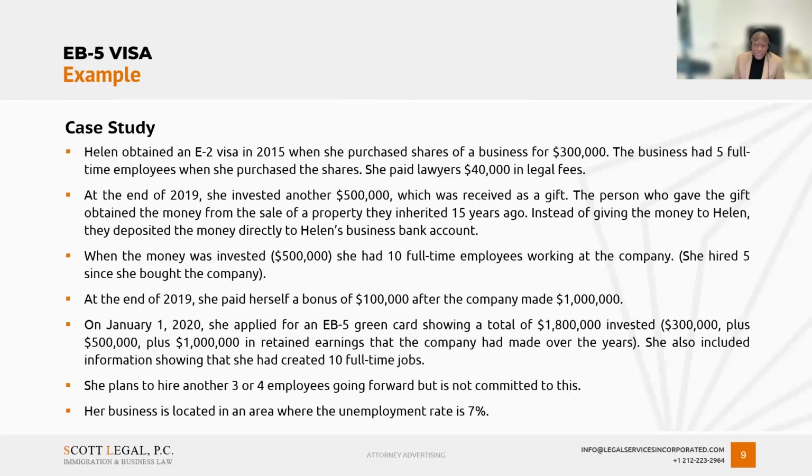And then the other big issue here is that Helen put the money directly in the business bank account. So the government would also argue that even the 500,000 didn't count, even if they were able to prove the source of funds, because the 500,000 was not given to Helen. So she didn't have possession and control of the funds. But let's say that the 500,000 did count, and we could prove the source of funds. It would go towards showing that she hired 5 full-time employees, but again, the original 5 wouldn't count.